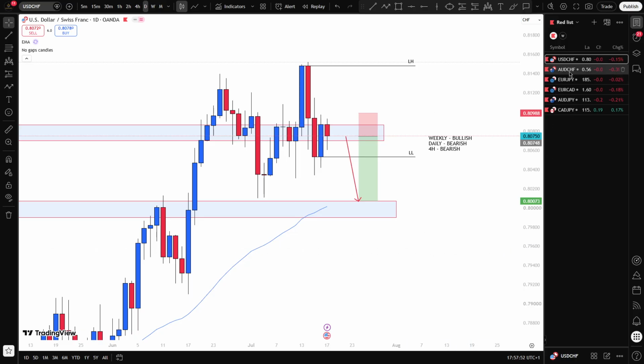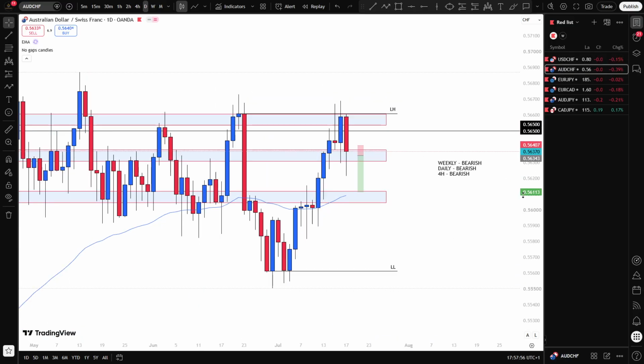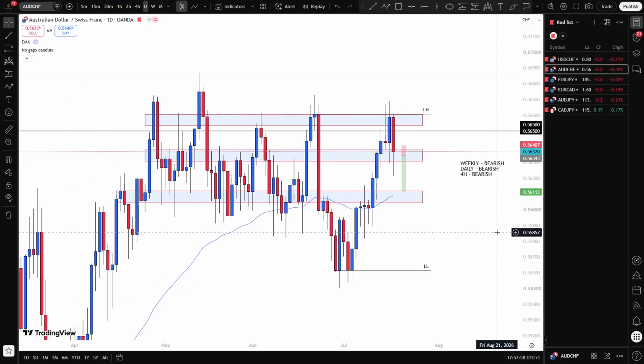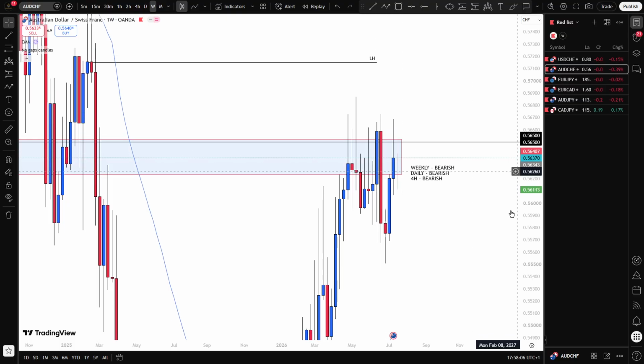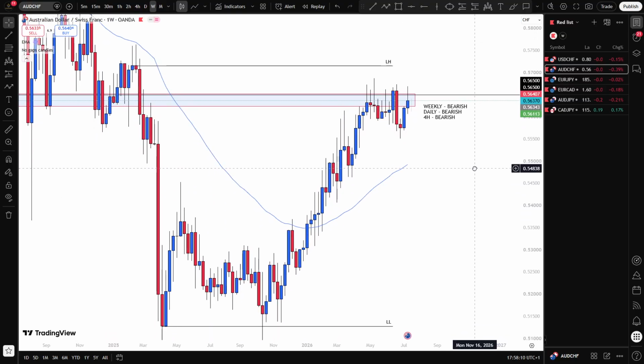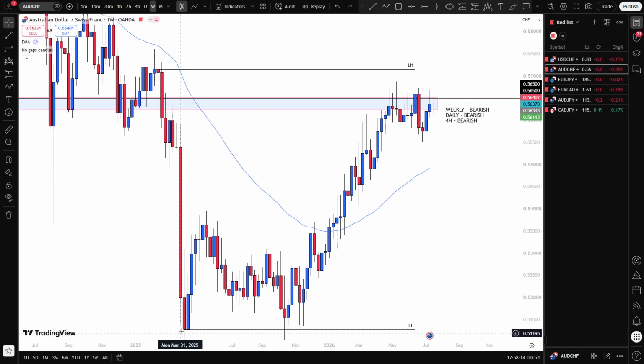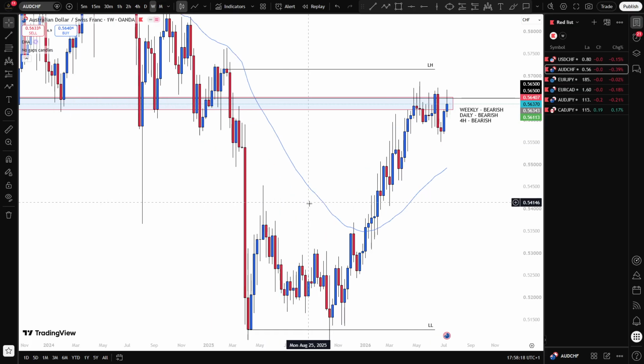If we move down to AUD CHF, I'm also looking to buy. Not really because of the CHF, that's what the market is setting up for next week. On the weekly time frame, we see a very big lower low. This is the lower low and this is the lower high. That is how I make my structure. Price retraced back to this weekly area of interest.